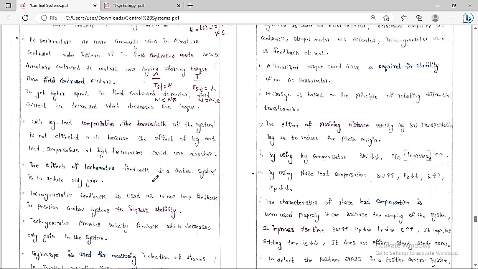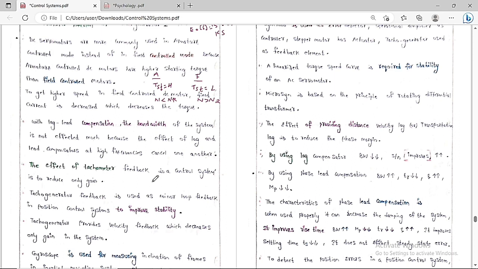So we can say tacho-generator feedback is basically used as the minor loop feedback in the position control systems in order to improve the stability.